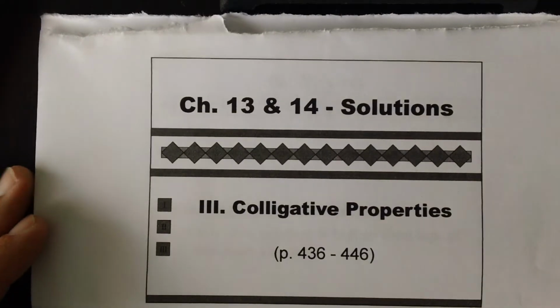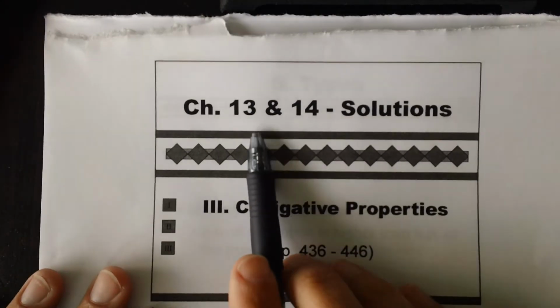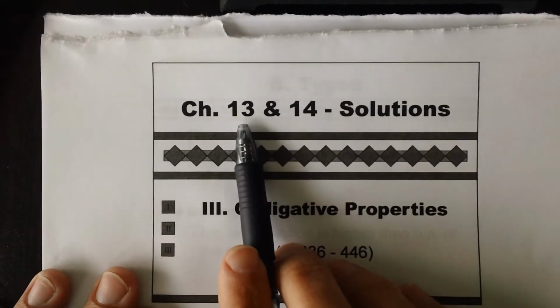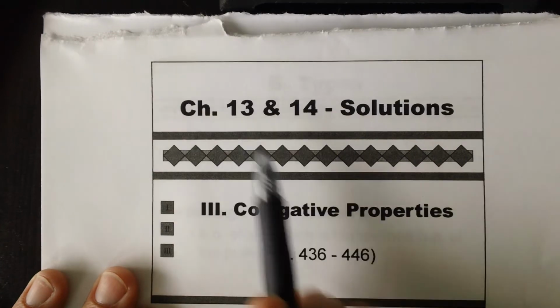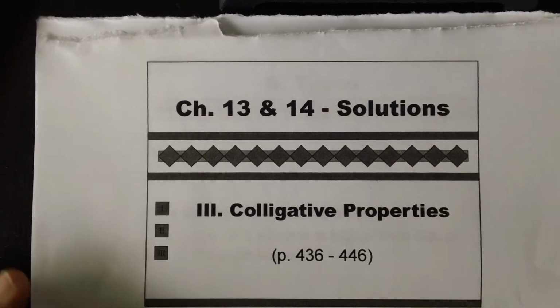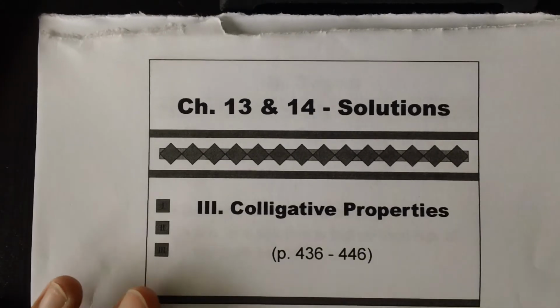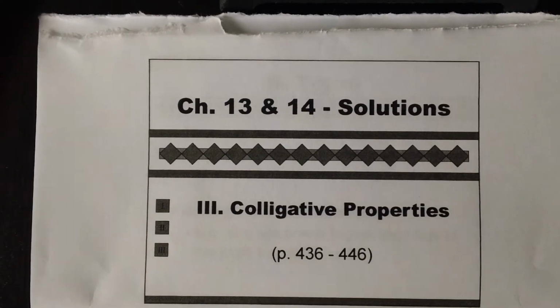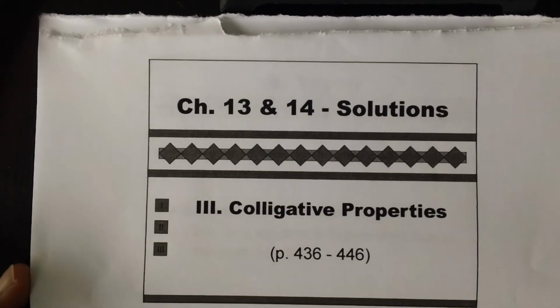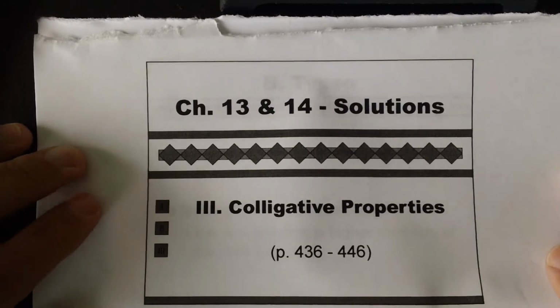Alright, kiddos, this is a colligative property. It says chapter 13 and 14. If you have the online book, this is chapter 13. If you have the old blue hard copy of the book, those are the pages out of chapter 14. This is called colligative properties. They're good problems. They are the next thing in line for us if we were at school.